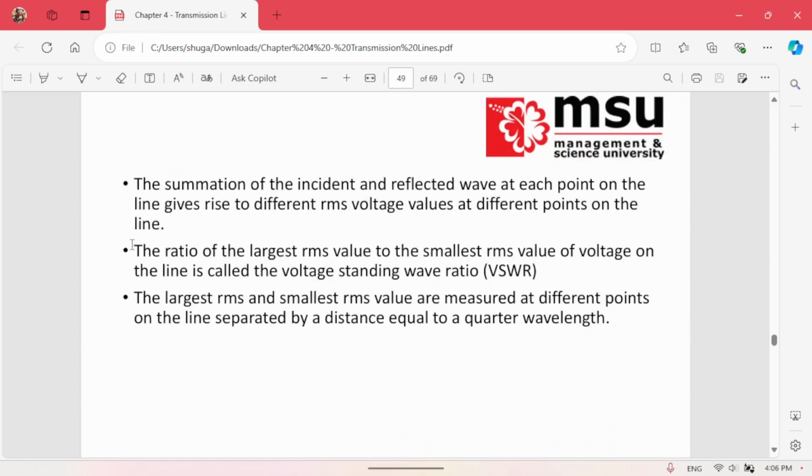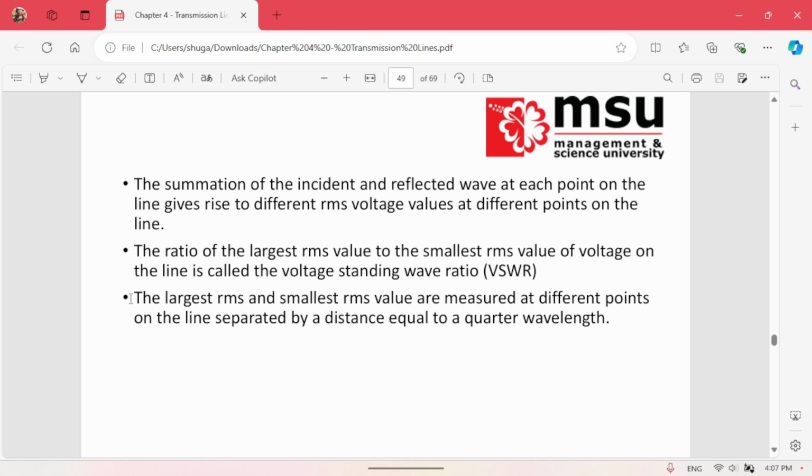Okay, the sum of the incident and reflected wave at each point on the line gives rise to different RMS voltage values at different points on the line. The ratio of the largest RMS value to the smallest RMS value of the voltage on the line is called the voltage standing wave ratio, VSWR.